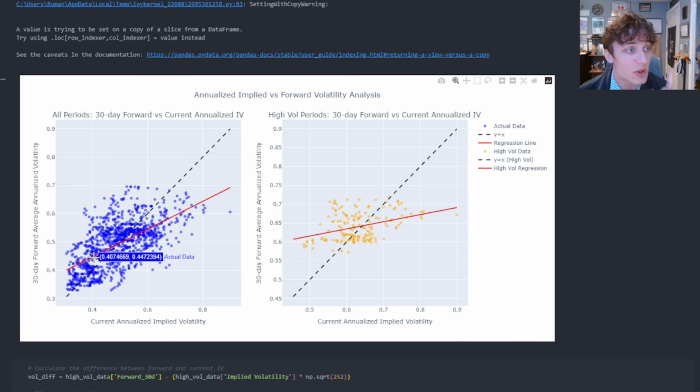But the flip side is true on the other side of the line. This is a very, very interesting dynamic. So what we're observing here is, wow, when implied volatility is lower, again, everything's relative, the forward average implied volatility tends to be higher. Moreover, when the current implied volatility is higher, the forward average implied volatility is lower. Doesn't that sound like some sort of statistical arbitrage?